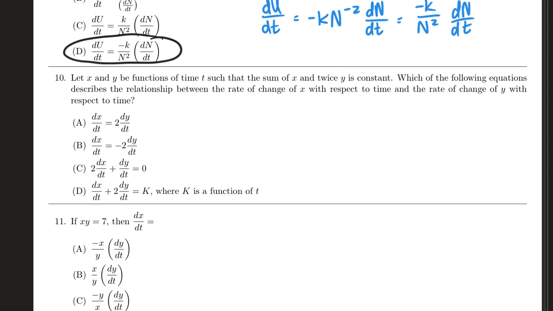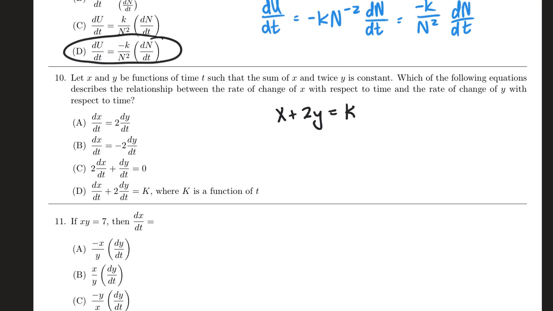All right, 10. Again, the same thing. We're just going to take our equation and take the derivative of it. But first, we have to make the equation in this case. So x and y are functions of time. The sum of x and twice y is constant. So sum means you're adding x and twice y, and that equals some constant. A lot of times we'll use k for a constant.